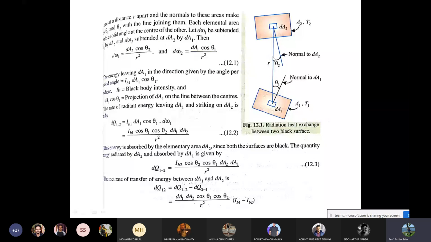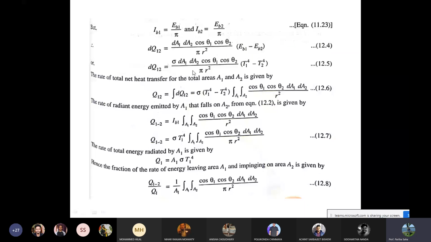You can read this, it is actually very easy. The most important thing is that the rate of heat energy exchange between dA1 and dA2 is given by dQ12, which is dA1 dA2 cos theta 1 cos theta 2 by r square times IB1 minus IB2. IB1 and IB2 are the amounts of energy being transmitted. IB1 is the black body intensity; this is the intensity of radiation for 1 and 2 respectively. Similarly, dQ21 is given by this expression.